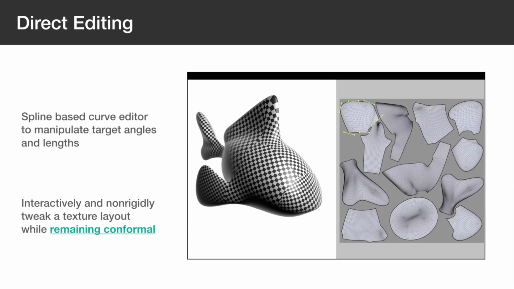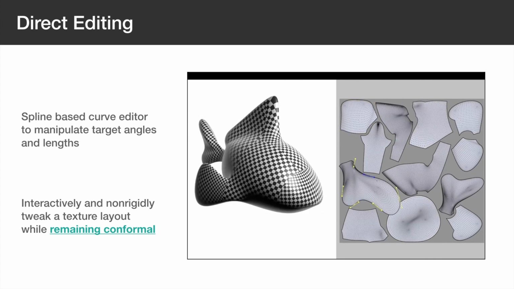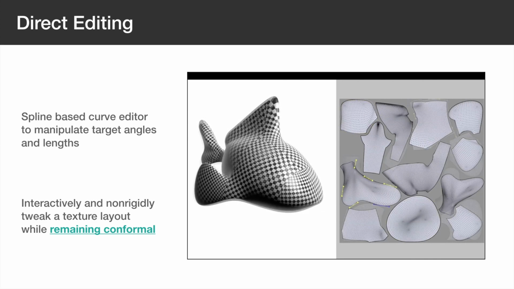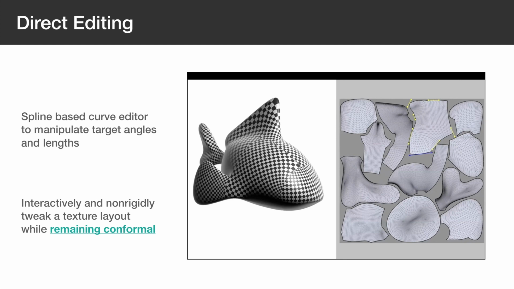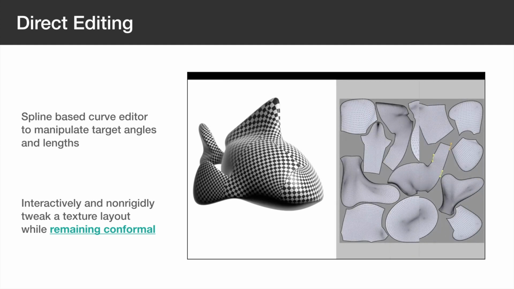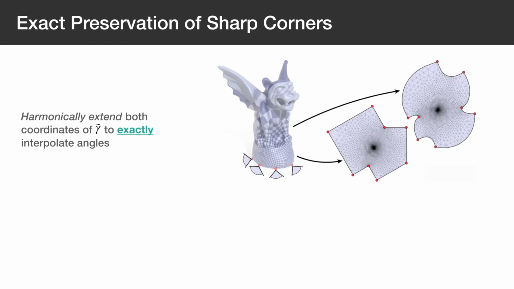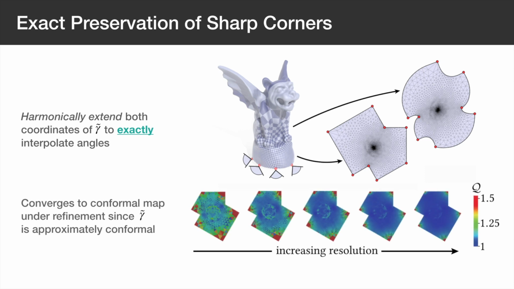For interactive editing of angles and lengths, we use a spline-based curve editor. Here, we non-rigidly pack charts into a textured atlas while remaining conformal. Next, to get target shapes with sharp corners, we harmonically extend both coordinates of our boundary curve to exactly interpolate its angles. Since our boundary curve is already very close to being conformal, this procedure converges to a conformal map under refinement.